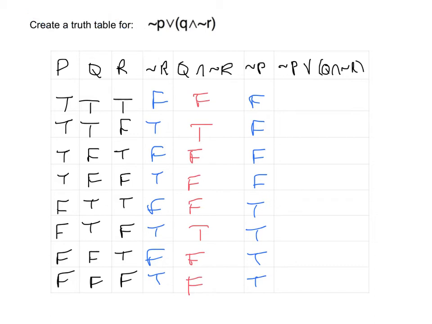Okay, so let's take a look at our final column. We're looking at not P or Q and not R, which means we're looking at not P, that's this column here, Q and not R is this column here, and we're comparing those two columns, and we want OR. Now remember what the rule is for OR. The rule for OR is at least one of them has to be true in order for it to be true. So let's work our way down.